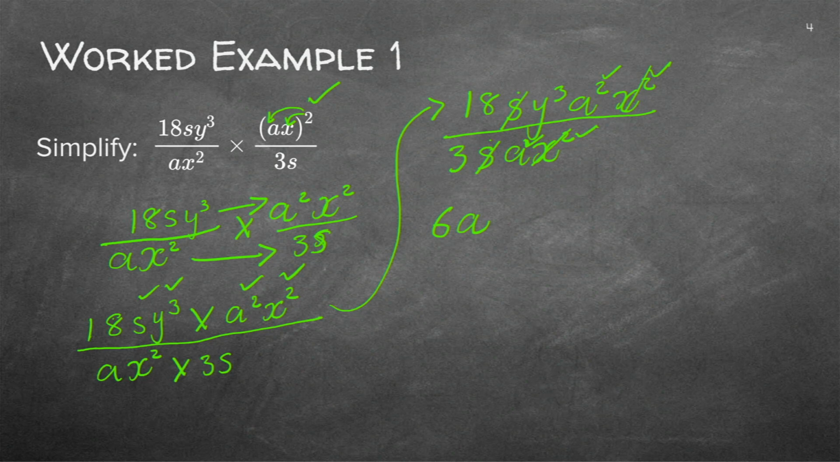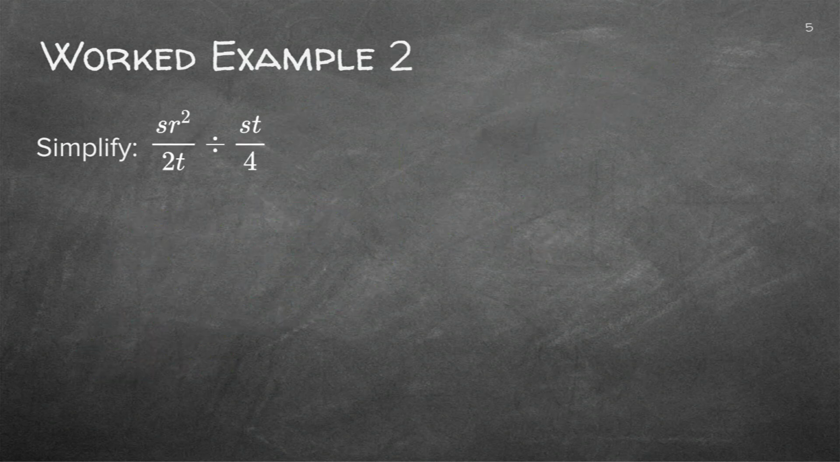Now we are left with y. Okay, now we are left with y to the power of 3, and as you can see, the denominator does not have a y, so your answer is 6a y to the power of 3. That is how you simplify your fractions using the multiplication method. Now let's do something more interesting.